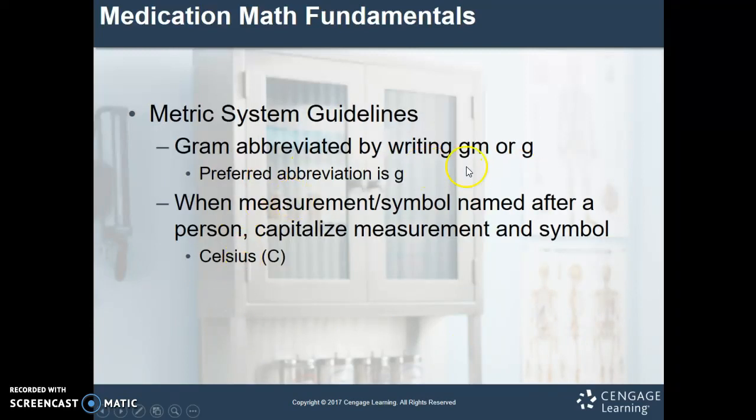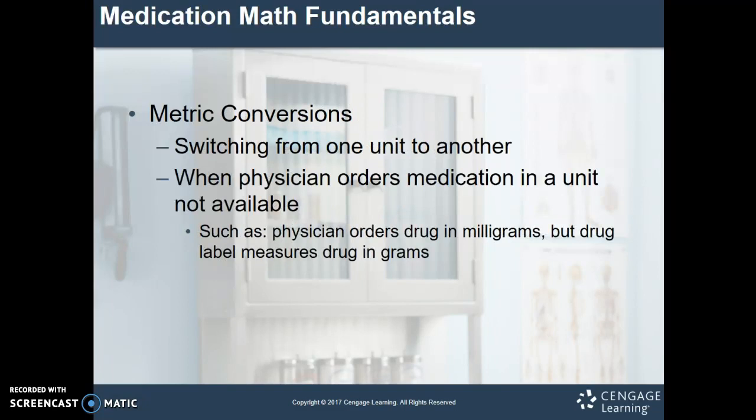Gram is abbreviated by writing GM or a lowercase g. The preferred abbreviation is g because they have found it to be less associated with errors. When a measurement or a symbol is named after a person, capitalize that measurement and symbol. For example, when you measure something in degrees Celsius, it's a capital C.